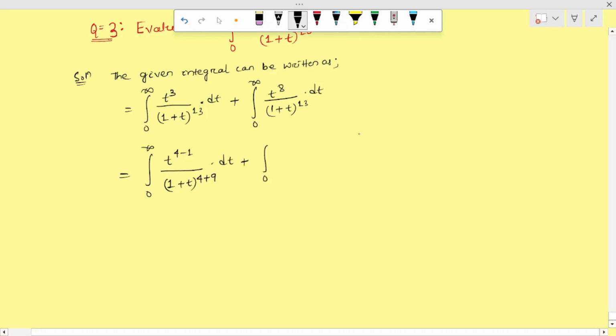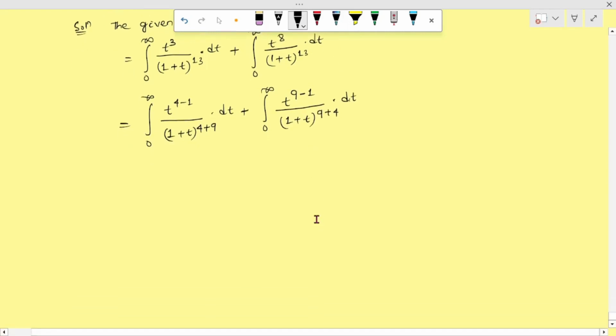Similarly, the second integral can be written as t to the power 8 by (1 plus t) to the power 13, that is t to the power 9 minus 1 by (1 plus t) to the power 9 plus 4, dt. Let this be equation number 1.